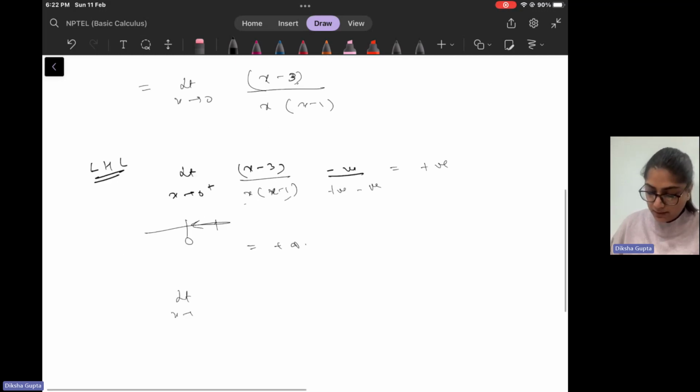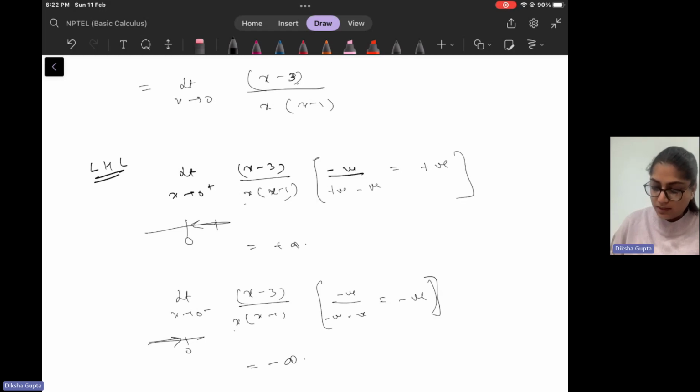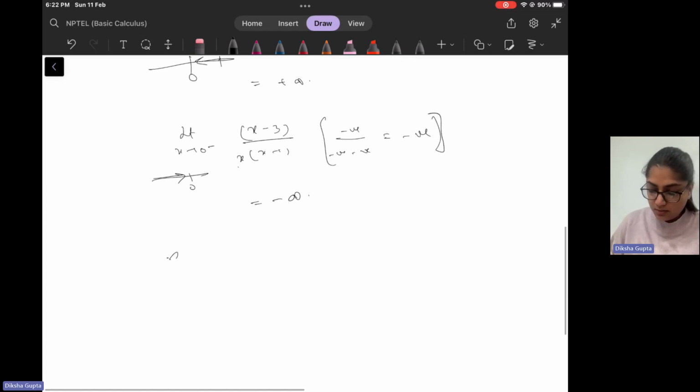But if x tends to 0 minus, it means we approach 0 from the left hand side. The numerator will again be negative, x will be negative, and x minus 1 is negative, so overall it will be negative, so it goes to minus infinity. So this is how you can get an idea of whether the limit will be plus infinity or minus infinity.